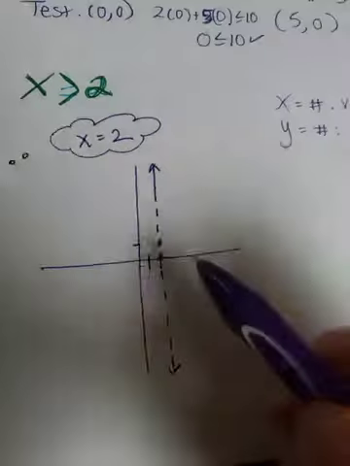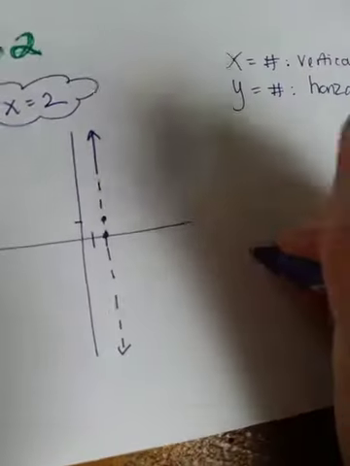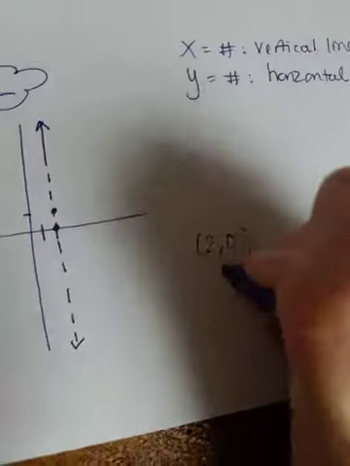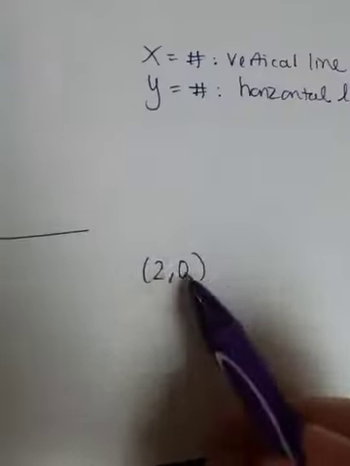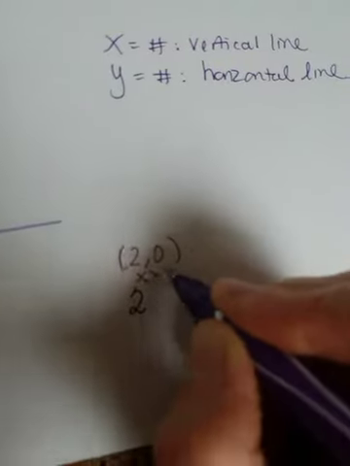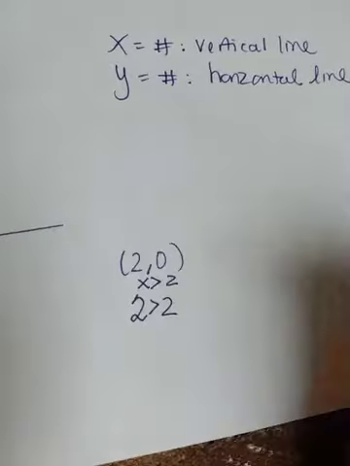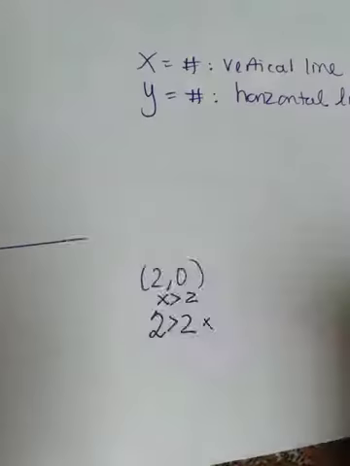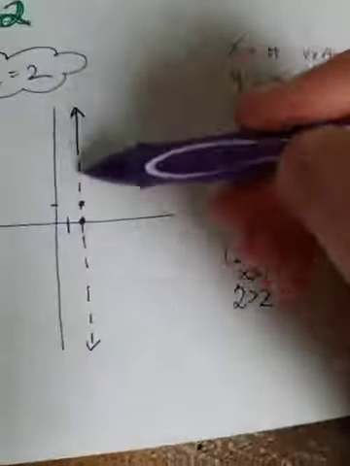Let me just show you that real quick. The point 2, 0. So that means 2's going in for x, 0's going in for y. There is no y in this problem, so that doesn't really matter. So if I have x is greater than 2, I get 2 is greater than 2. Is that true? No, 2 is equal to 2. So that means any point on this line is not a solution to the inequality.